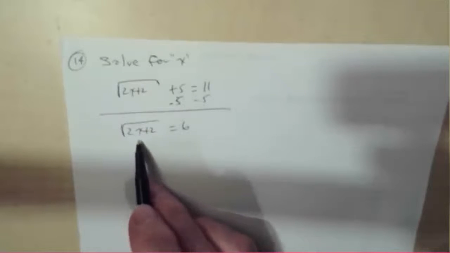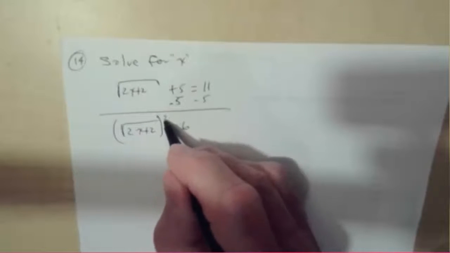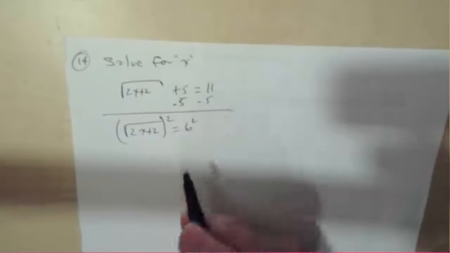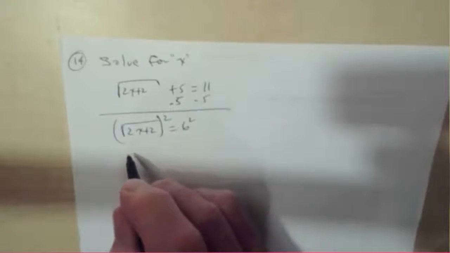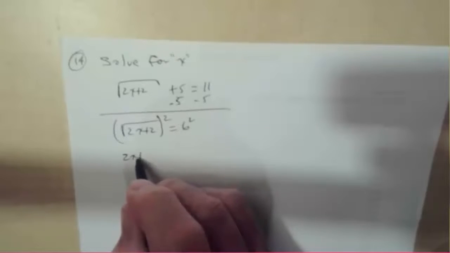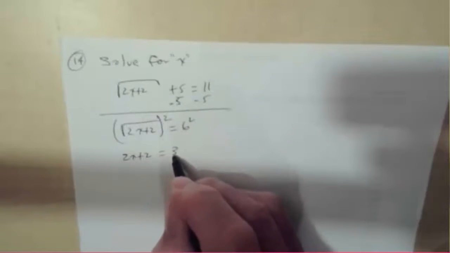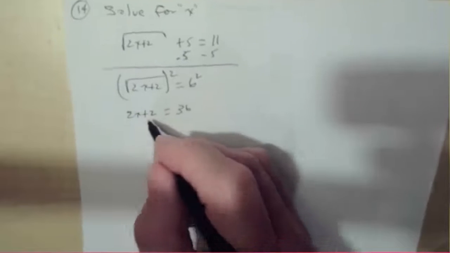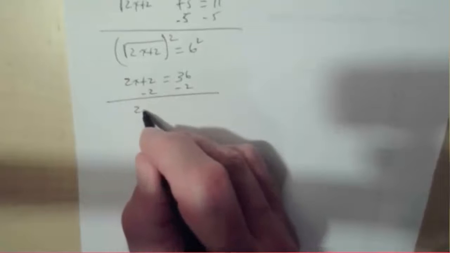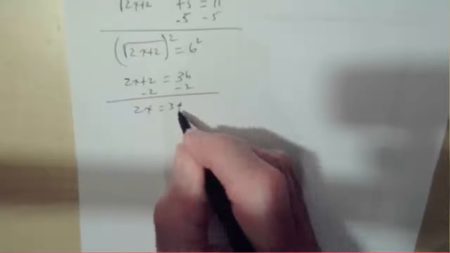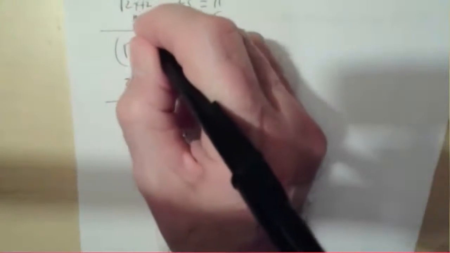equals 6. Now how do we undo a square root? We square it. Whatever you do one side, you have to do the other. Now when you square a radical, the radical just goes away. So we have 2x plus 2 equals 36. Now we subtract 2 from each side. 2x equals 34. Divide by 2. X is 17.